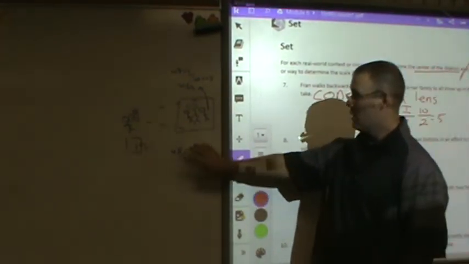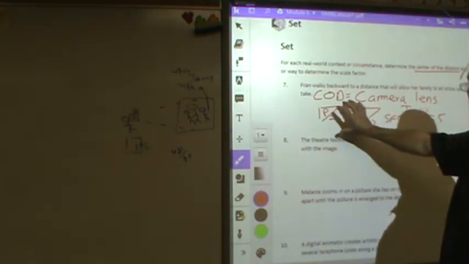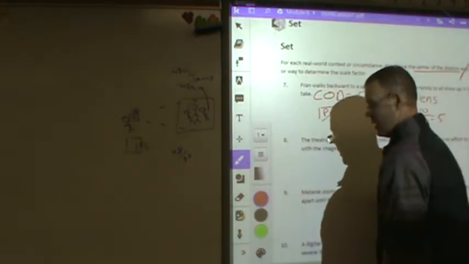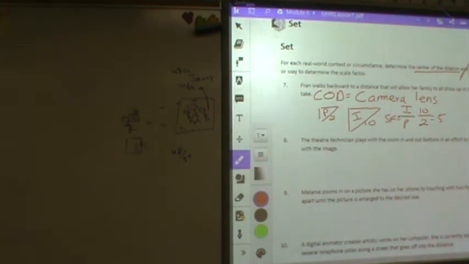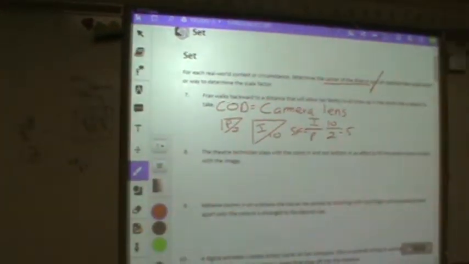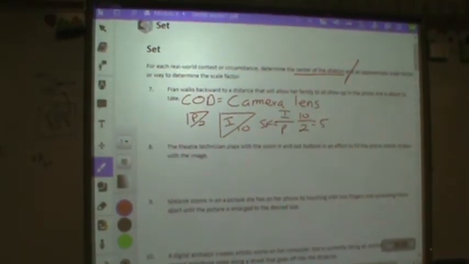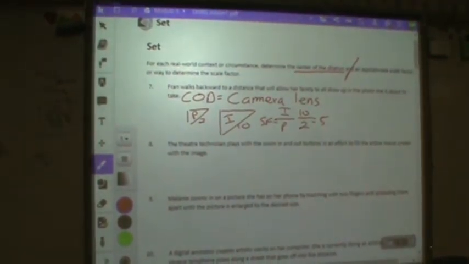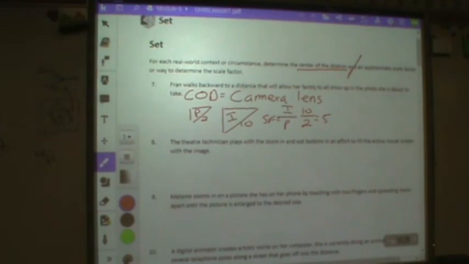Somehow we need to incorporate that sentence into our notes. Basically, what could you say? You could say, if I know the height of Johnny in real life, I measure the height of him in the picture. That's how I would find out what the scale factor is.